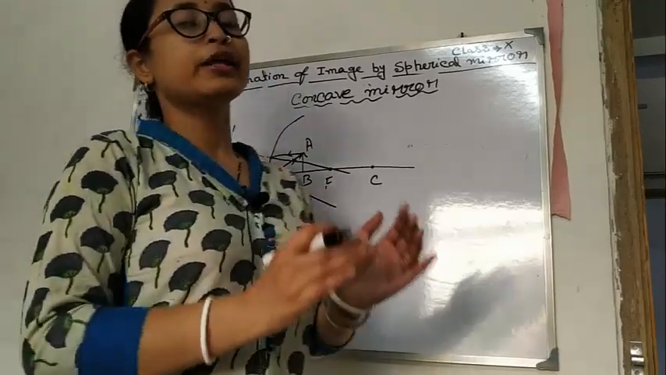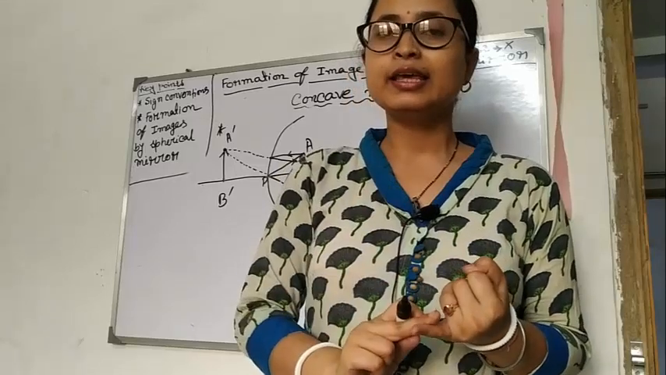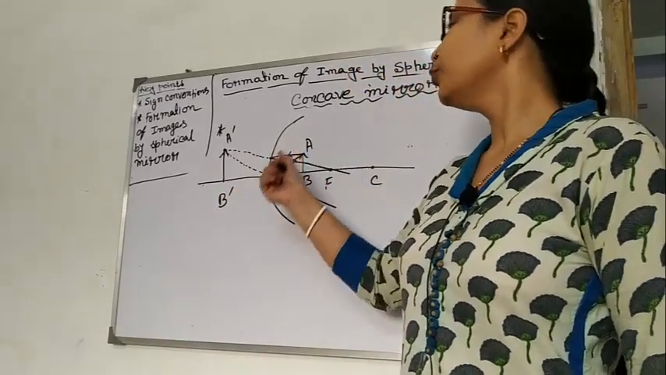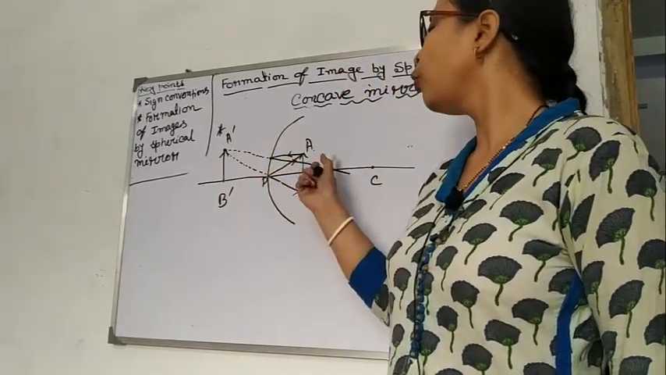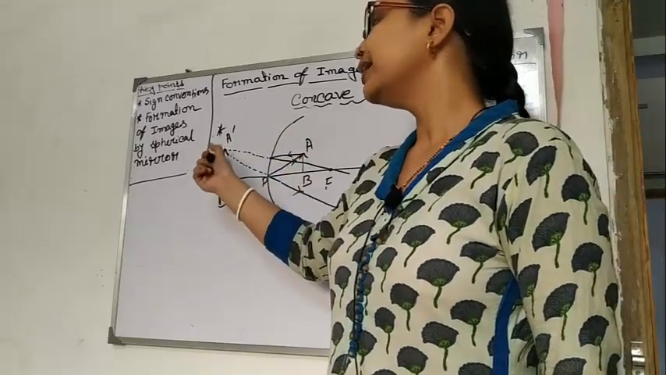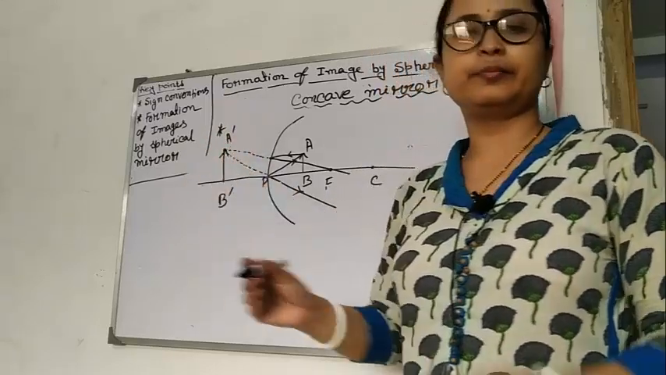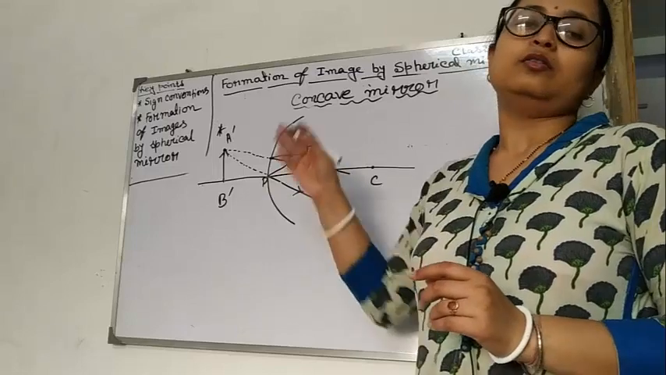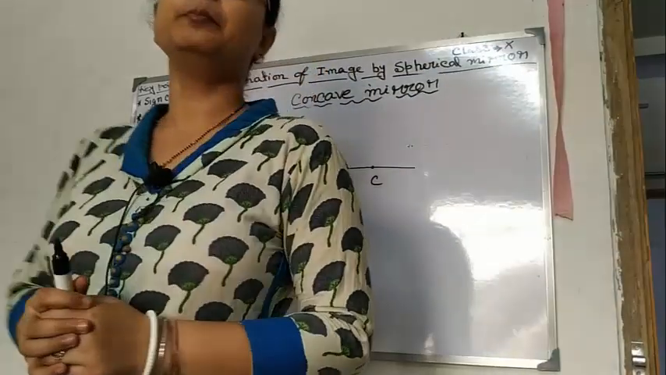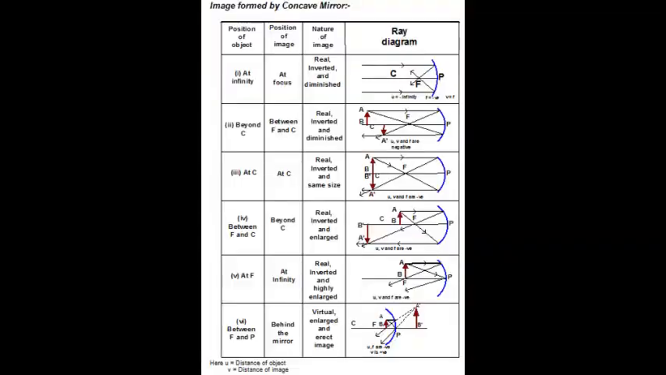So you can see the concave mirror forms a diminished image, a real image as well as a virtual image. Whenever you place the object in between the pole and the focal point, the concave mirror will give you a virtual image, erect, and magnified. Clear? These are the positions of the image formed by the concave mirror. So let us sum up again and take a screenshot of this note.